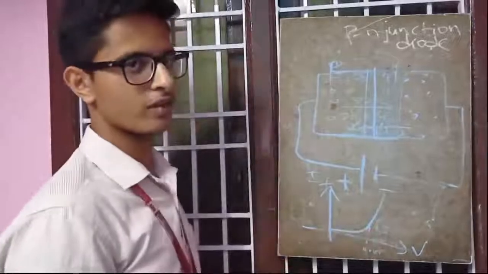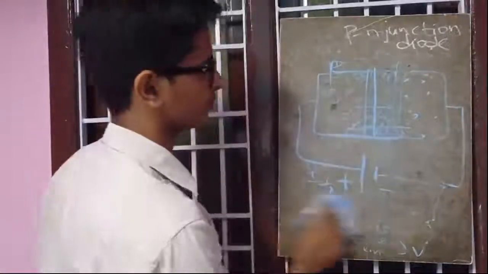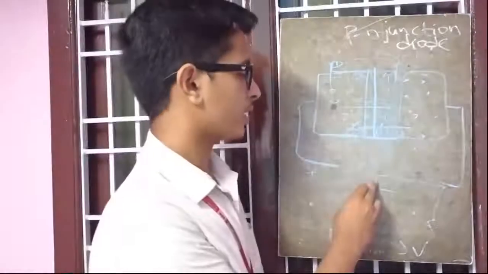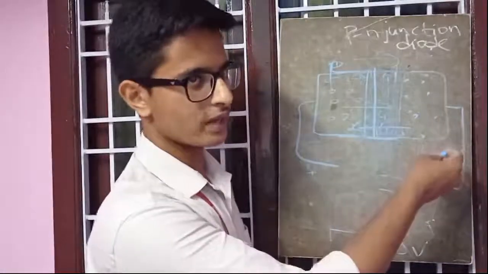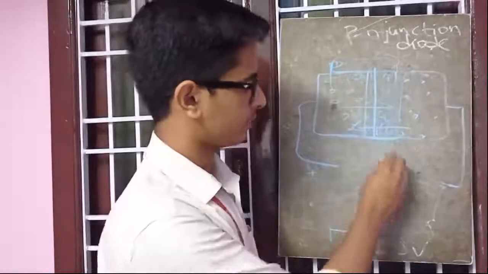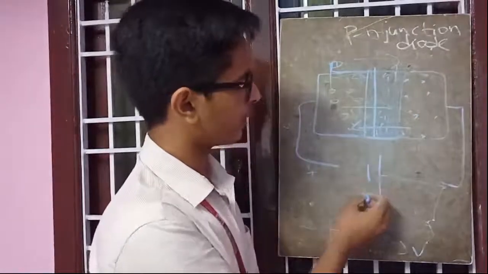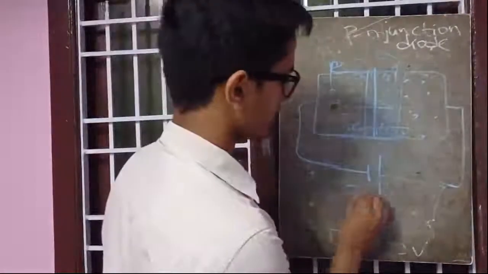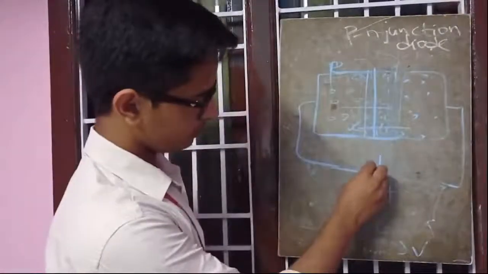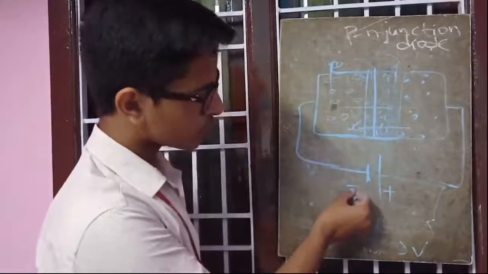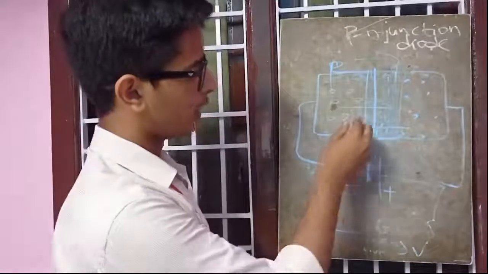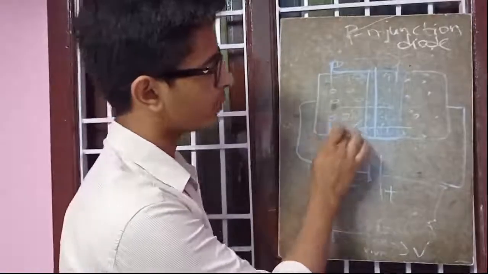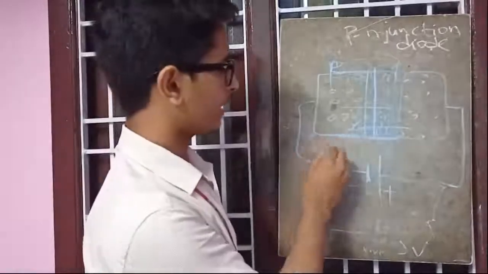And let us see the case of reverse bias. In reverse bias, we apply the positive terminal of the external source to the n side of the p-n junction diode, and the negative terminal to the p side of the p-n junction diode. See here, the positive plate of the external source will attract the holes, which are majority carriers in the p side.